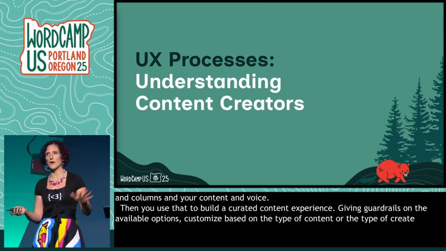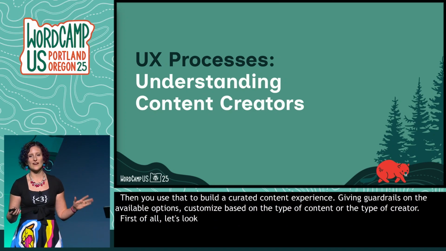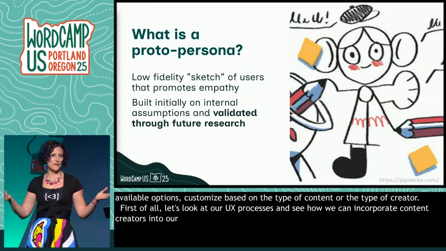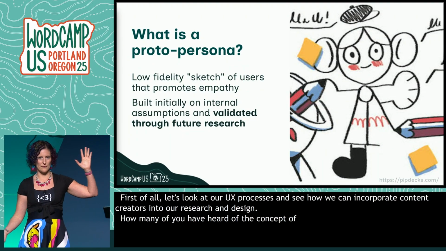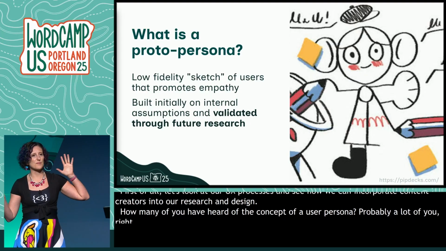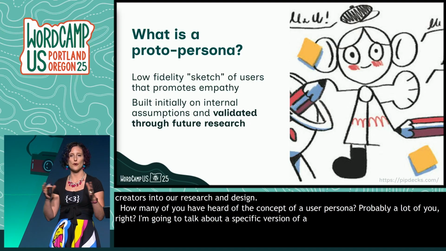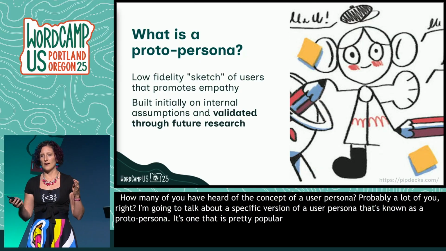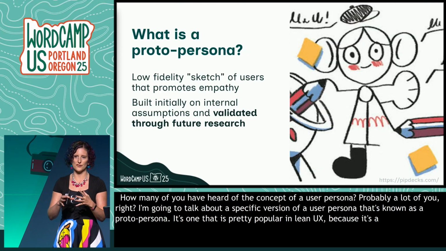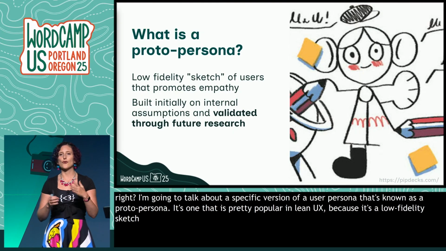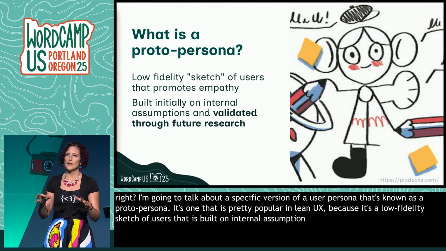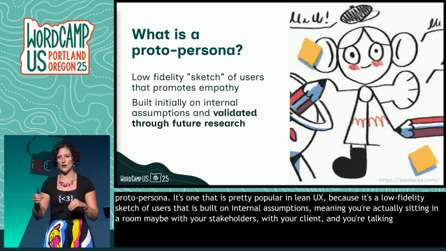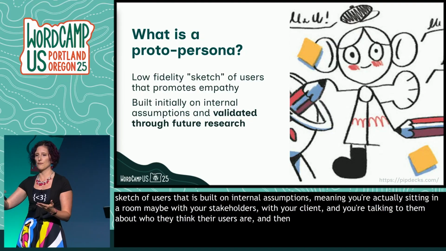First of all, let's look at our UX processes and see how we can incorporate content creators into our research and design. How many of you have heard of the concept of a user persona? Probably a lot of you. I'm going to talk about a specific version of a user persona that's known as a proto-persona. It's one that is pretty popular in Lean UX because it's a low-fidelity sketch of users that is built on internal assumptions, meaning you're actually sitting in a room, maybe with your stakeholders, with your client, and you're talking to them about who they think their users are, and then you validate that through future research.